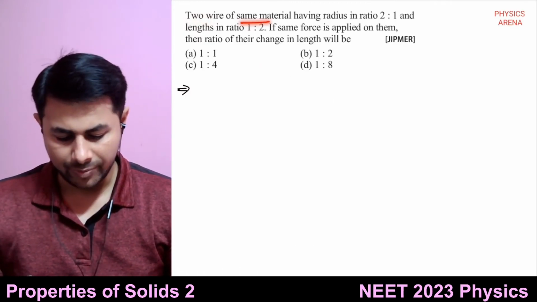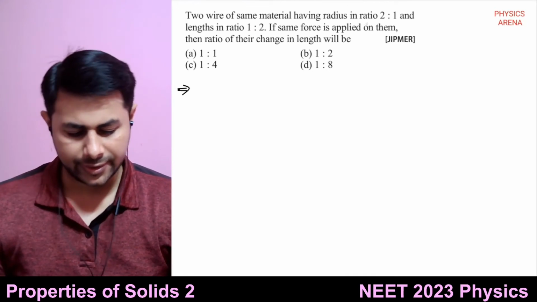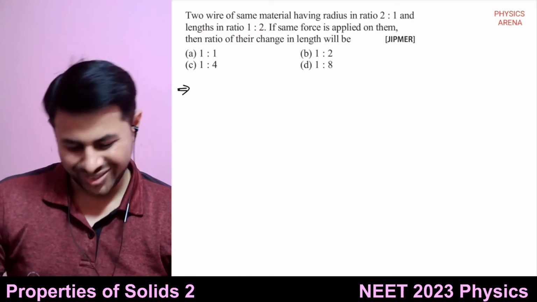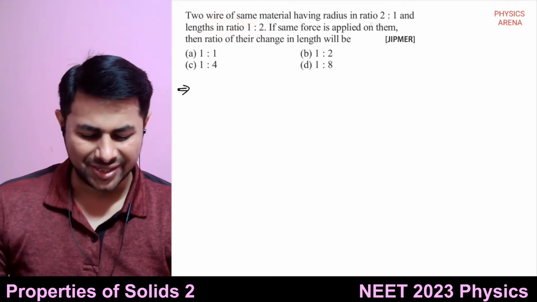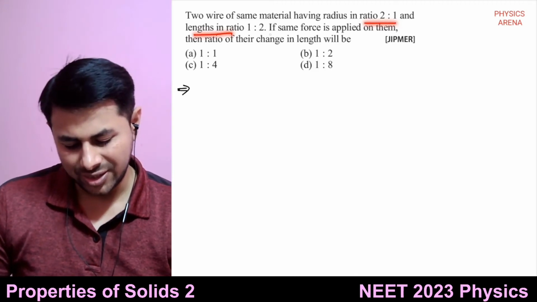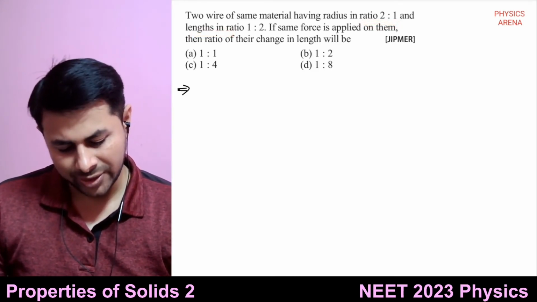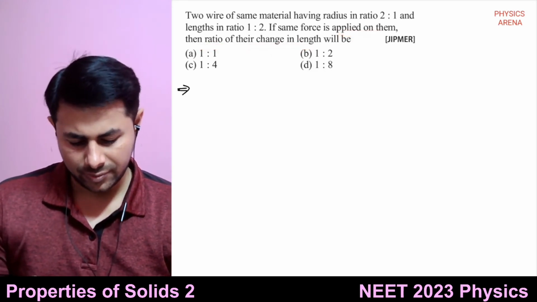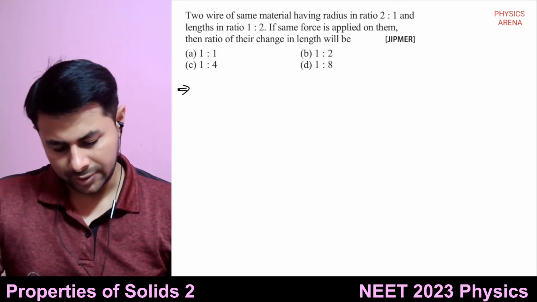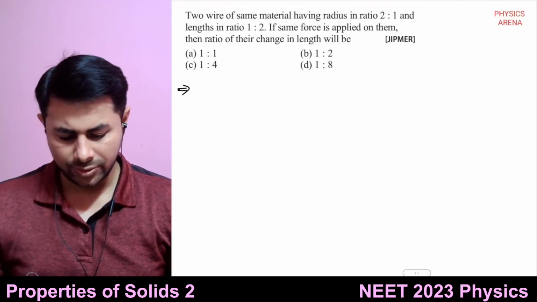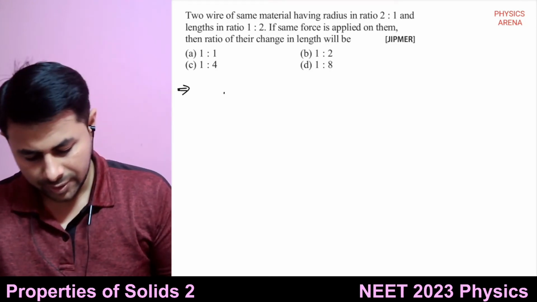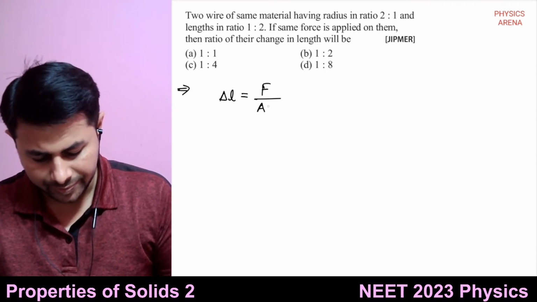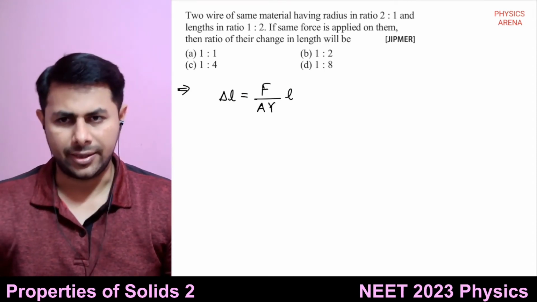Two wires of the same material having radius in ratio 2:1 and lengths in ratio 1:2. If the same force is applied on them, then the ratio of their change in length will be. Again, this is a simple question, we just have to do it like the last question. So change in length is given by F upon AY multiplied by length.